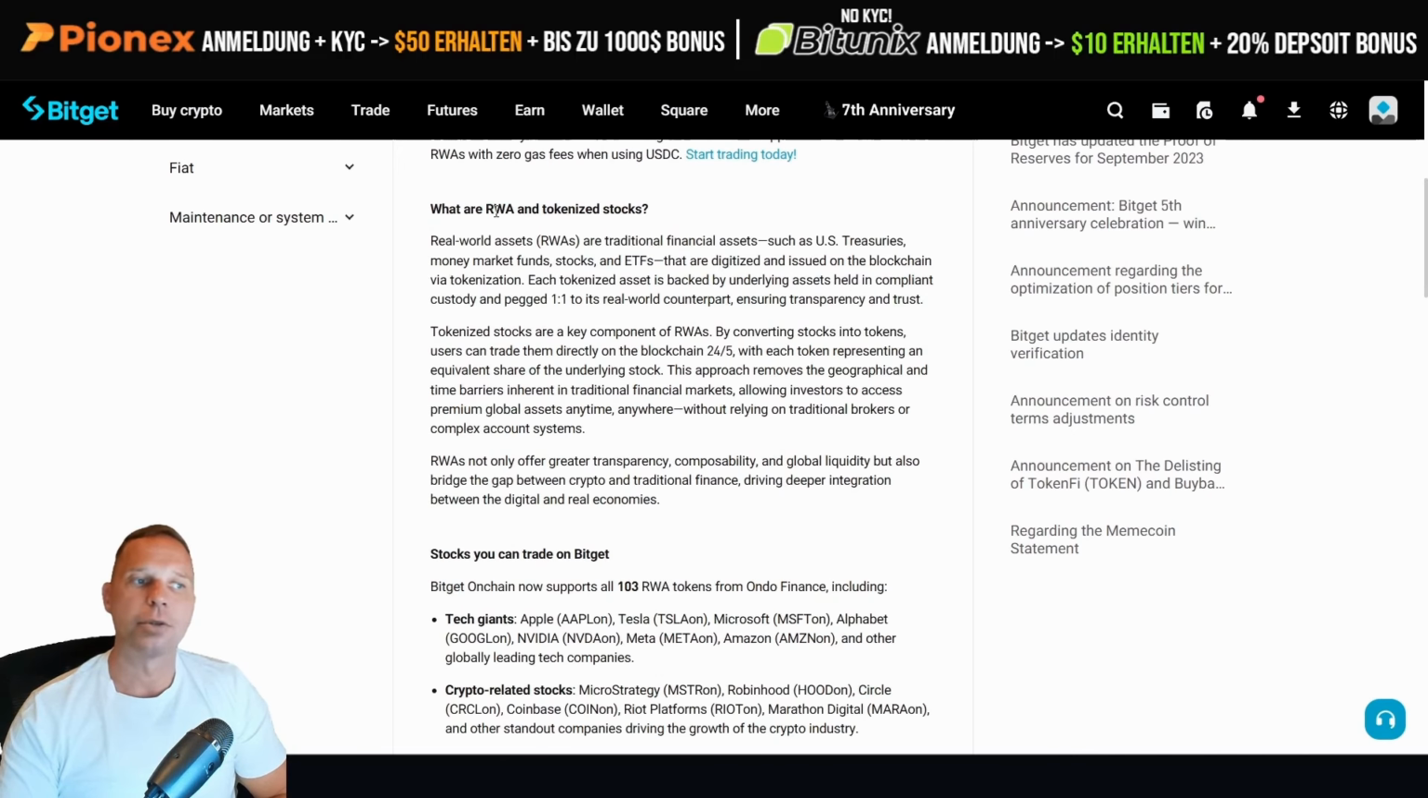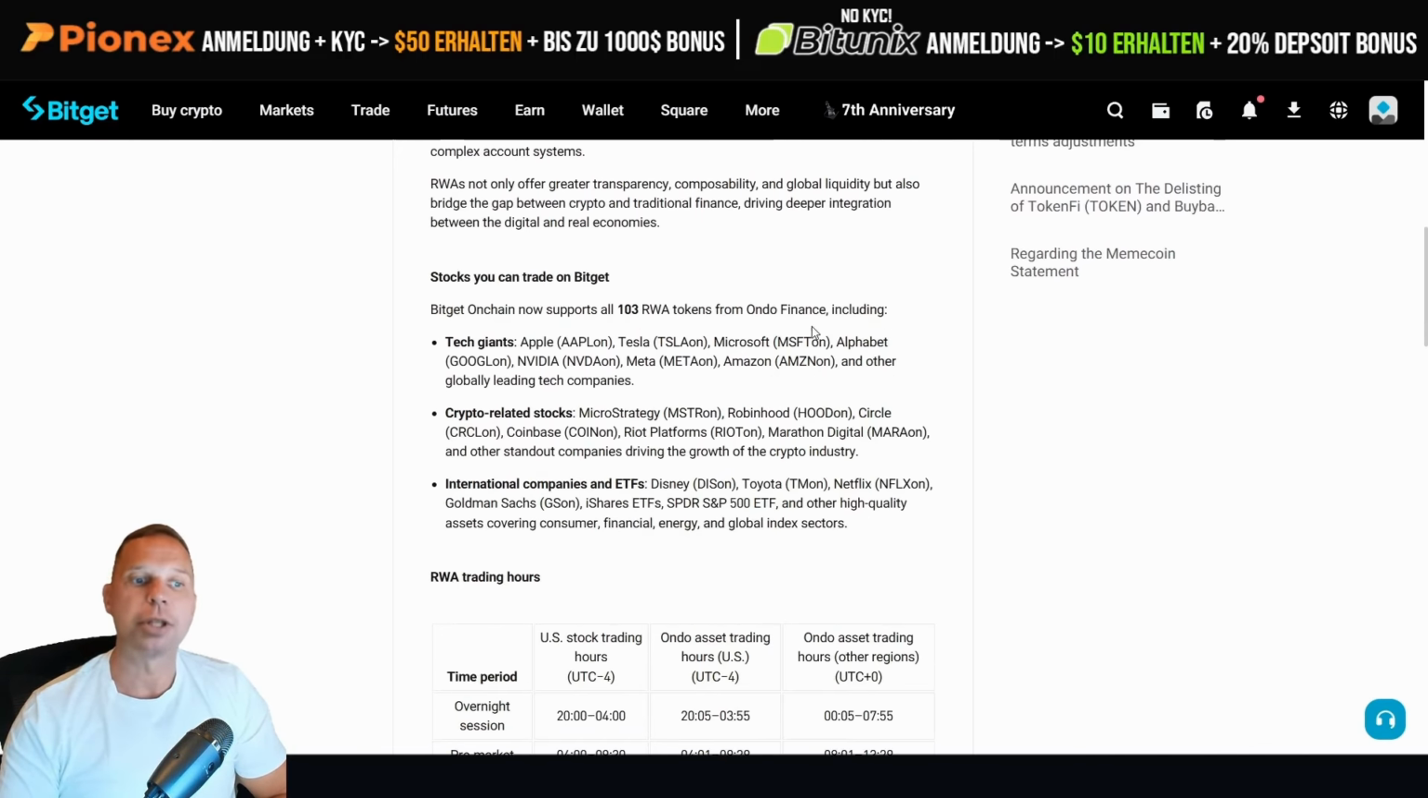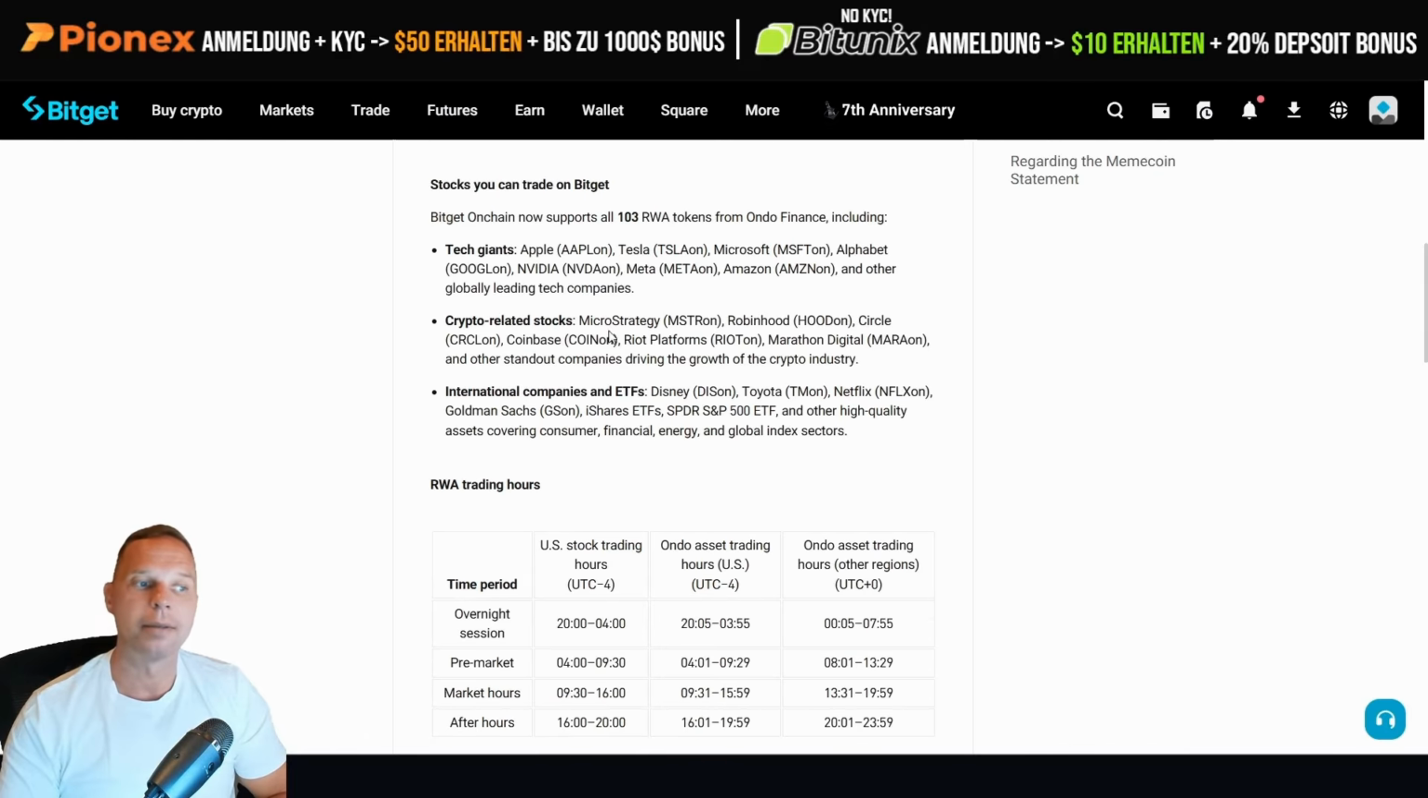But what they've done is tokenize real-world assets, meaning stocks, and now you have the opportunity to trade, for example, Apple, Tesla, Microsoft, Google, NVDA, Meta, Amazon, and many others. We also have crypto-related stocks such as MicroStrategy, Robinhood, Coinbase, and others included.